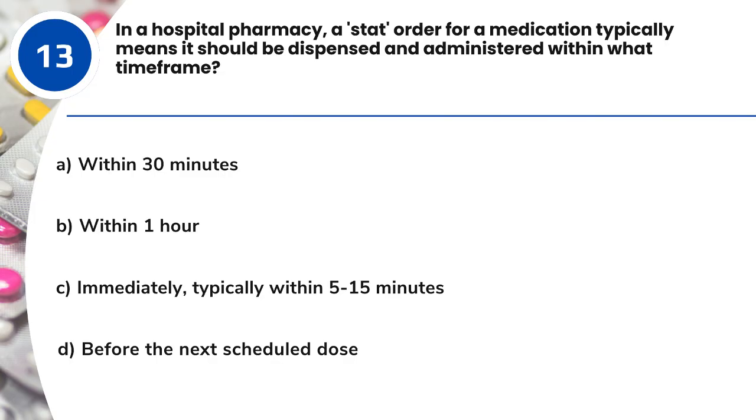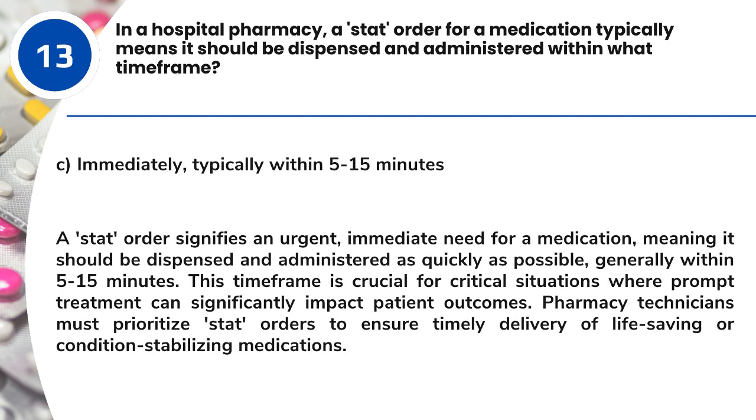Question 13. In a hospital pharmacy, a stat order for a medication typically means it should be dispensed and administered within what time frame? A. Within 30 minutes. B. Within 1 hour. C. Immediately, typically within 5 to 15 minutes. D. Before the next scheduled dose. Answer C. Immediately, typically within 5 to 15 minutes.